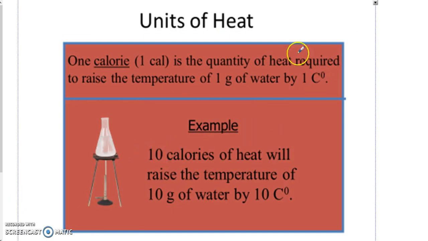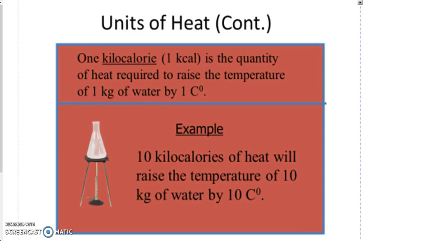So let's jump to units of heat. One calorie is the quantity of heat required to raise the temperature of 1 gram of water by 1 degree centigrade. And then we have a kilocalorie, which is the quantity of heat required to raise the temperature of 1 kilogram of water by 1 degree centigrade.